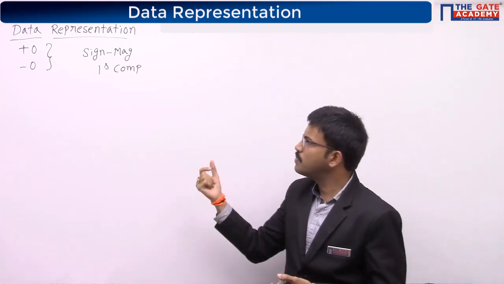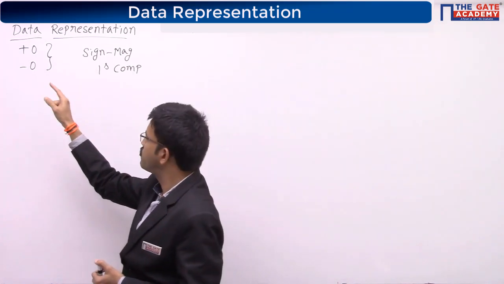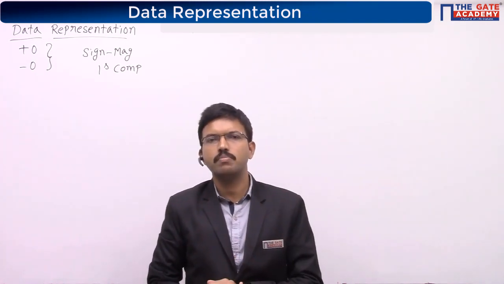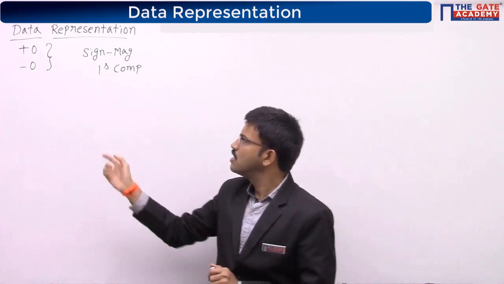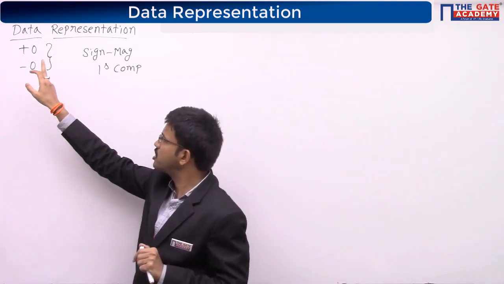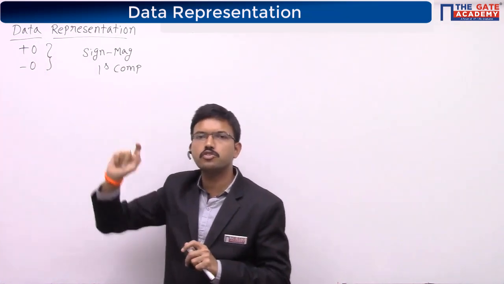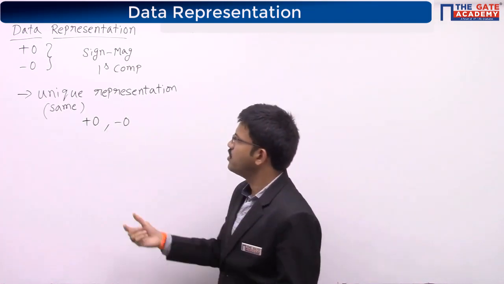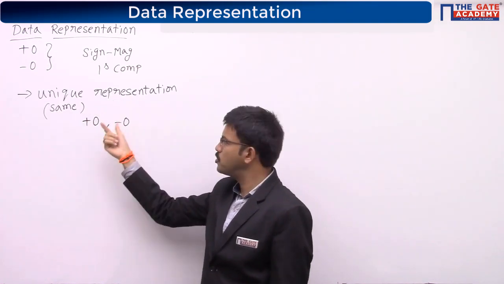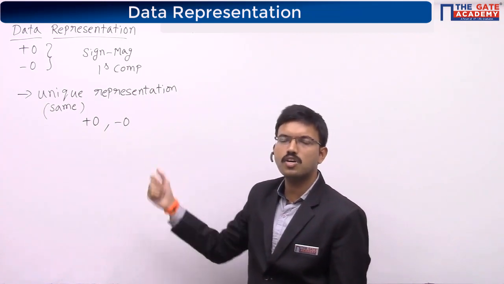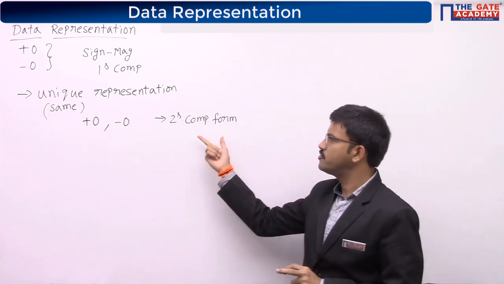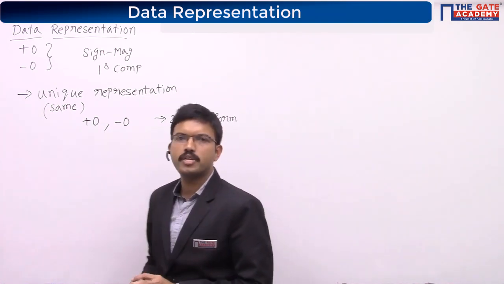If you observe the tabular form for 2's complement form, we have unique representations. Like 4 zeros is nothing but 0. That means we have only one representation for both +0 and -0 in 2's complement form. Hence, we use 2's complement form while doing arithmetic operations.